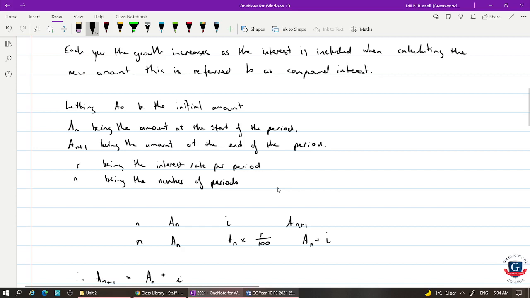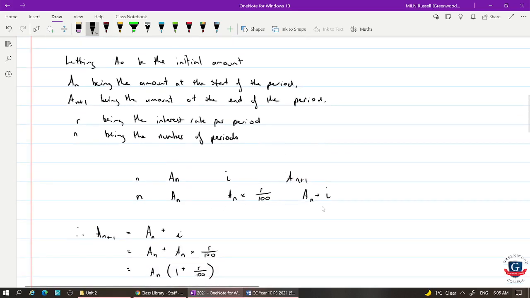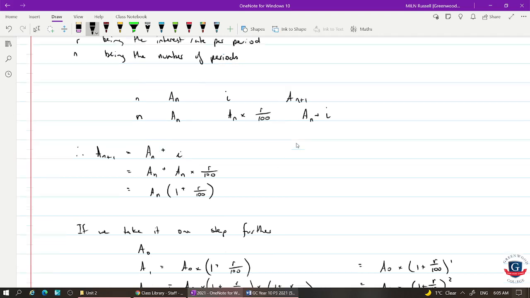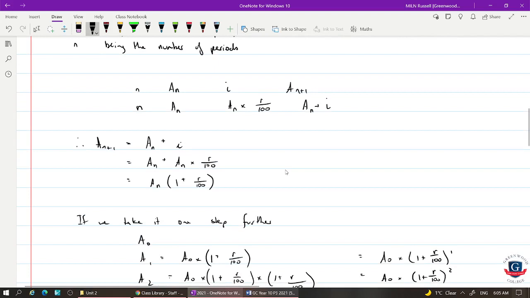So if we're wanting to generalize that, we could let A0 be the initial amount, AN being the amount at the start of a period, AN plus 1 being the amount at the end of a period, R being the interest rate per period, and N being the number of periods. So I'll put it in a little table like this. N, AN times R divided by 100, AN plus the interest, which is just what we did up here. And then we can generalize that to say AN plus 1 equals the amount that we had plus the interest, which is what we did here. And the interest we know is just AN times R divided by 100, and then we can factorize that and we end up with this formula here. So anytime we want to know the last column, we can just take the first column, multiply it by 1 plus R divided by 100.